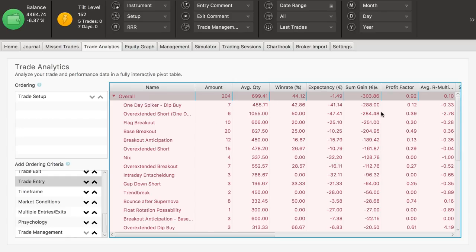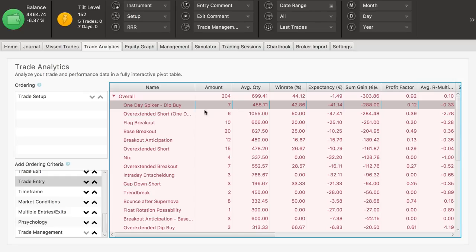And you can see that here are a few setups, especially the first two, one-day spiker, overextended short. Those two together are making a total loss of 570 euros, so more than what he's lost. And those are only together taken 13 trades. So 13 trades for those two setups would have already put him well into positive territory.